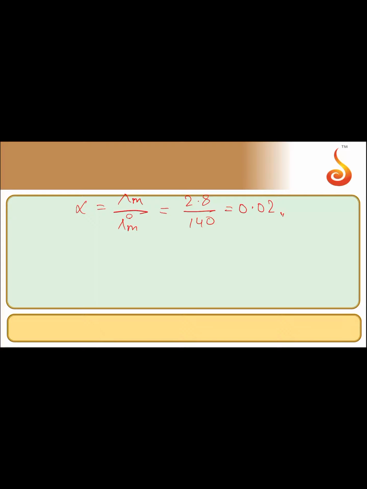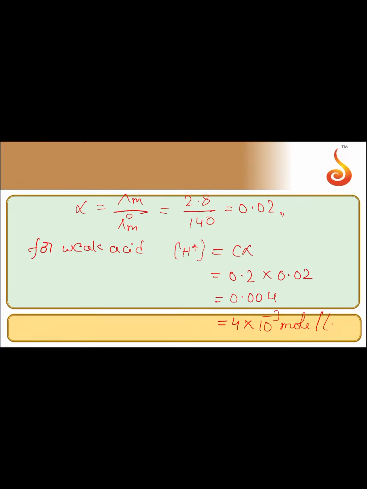Now by using this alpha value and concentration 0.2 molar for weak acid, we can calculate the H plus ion concentration. For weak acid, H plus ion concentration is equal to C alpha, where C is 0.2, alpha is 0.02. We will get 0.004. We can write it as 4 into 10 power minus 3 moles per liter. This is the H plus ion concentration.